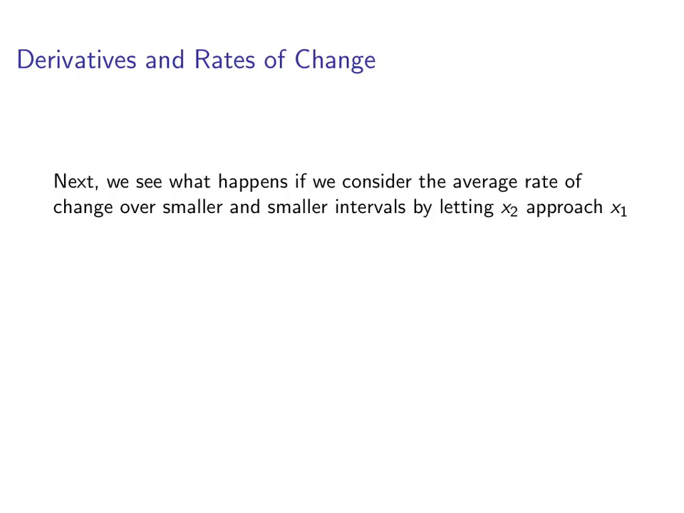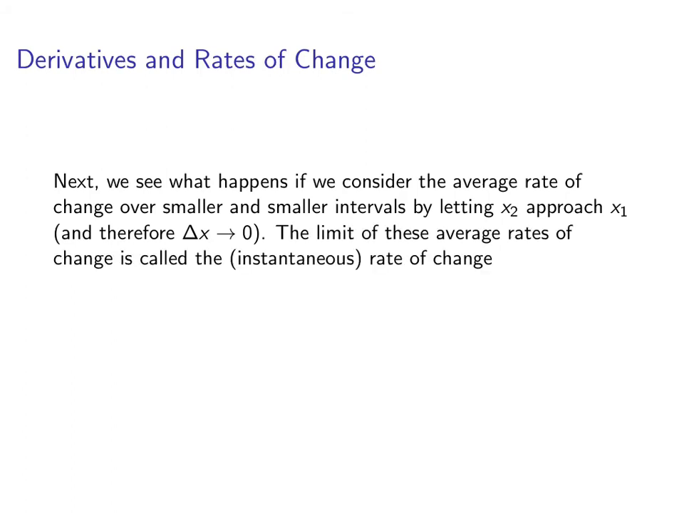Next thing we're going to do is we'll see what happens to this average rate of change as we look at smaller and smaller intervals. x2 is going to approach x1. So that means delta x goes to 0. Remember that delta x is the difference between x2 and x1. The limit of these average rates of change is called the instantaneous rate of change. Sometimes we'll just say rate of change. And that's the instantaneous rate of change of y with respect to x at x1.